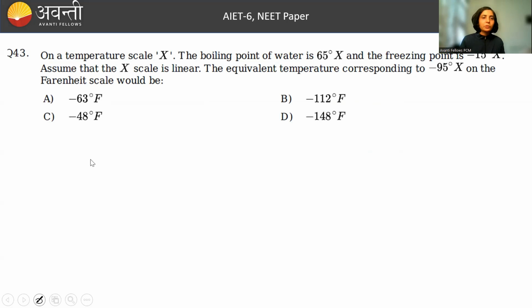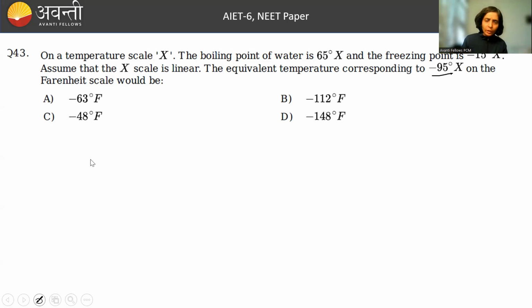Now, this is a very important question. On a temperature scale X, the boiling point of water is this, the freezing point is this. Assume that the X scale is linear. The equivalent temperature corresponding to minus 95 degree X on the Fahrenheit scale will be. So basically, we have to convert a value on the X scale to a value on the Fahrenheit scale. And how do we achieve conversion? This is the important concept here. If you know this concept, because formula alone won't help you. The formula we already know from converting Celsius to Fahrenheit, Fahrenheit to Kelvin. But what if a scale is something out of our zone, like your X scale is given?